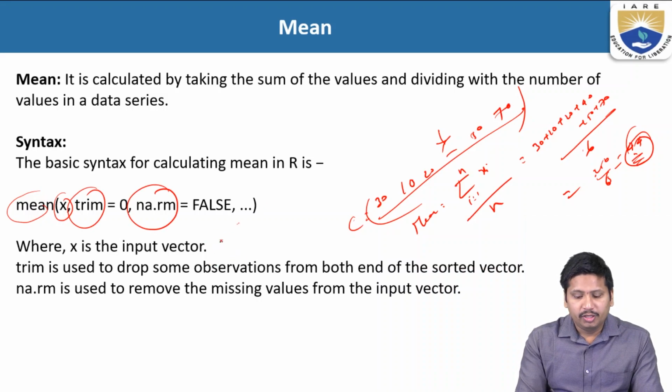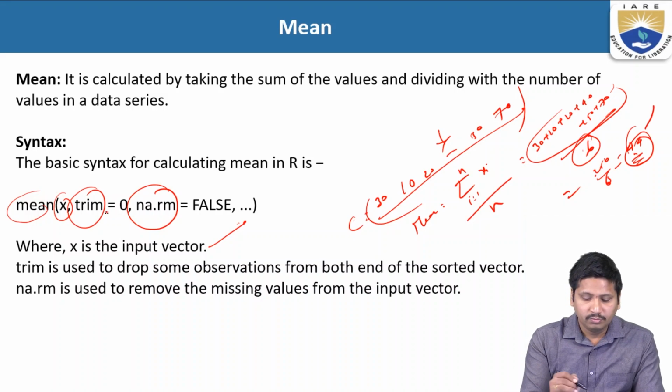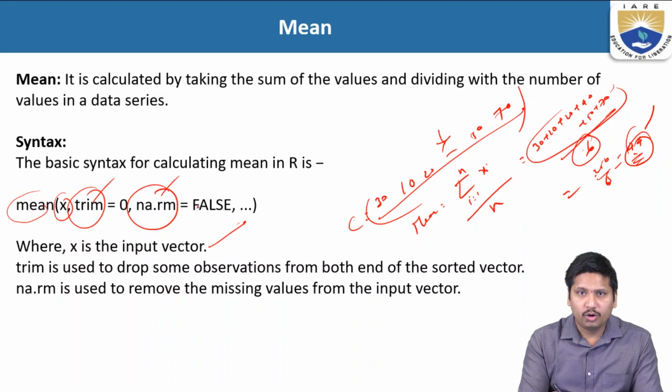So x should be the input vector, which is the sum of all these values, and n should be the number of vectors we had, and then you can get the mean value. Mainly trim and na.rm are the two attributes that are going to be considered to remove some observations and to remove the missing values from the input vector.